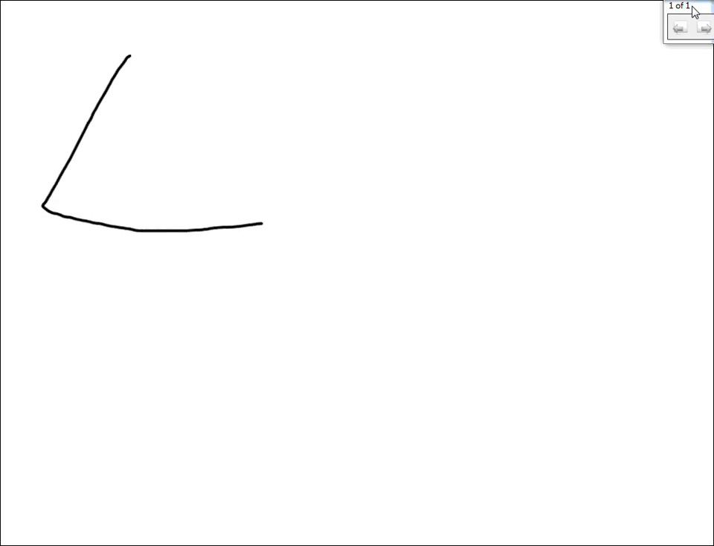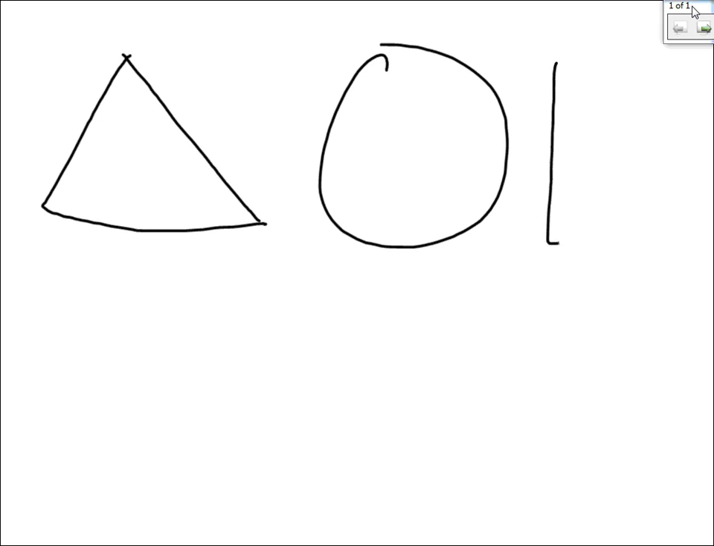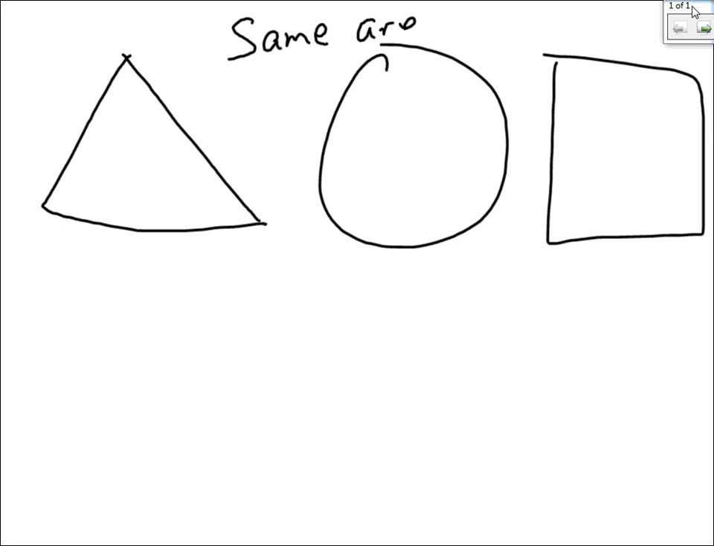Going to work on a very nice problem today. Suppose you have an equilateral triangle, a circle, and a square, and they all have the same area. The question is, what can we say about the perimeter? Which is the smallest, which is the largest, which is middle?